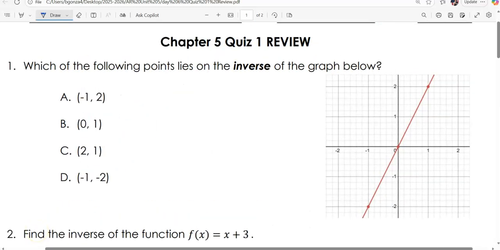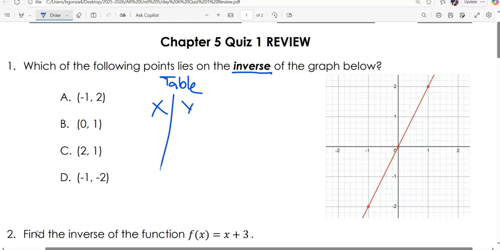All right, y'all. Quiz review. Which of the following points lies on the inverse? Okay. Now look. If you have an inverse of the graph, then we need to take this graph, turn it into a table. So let's get the table.